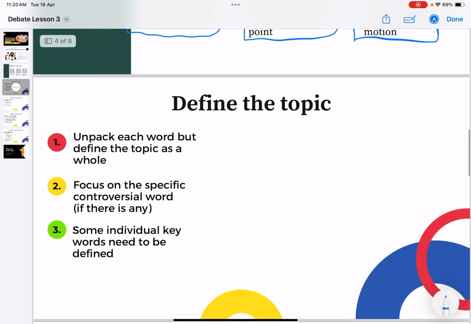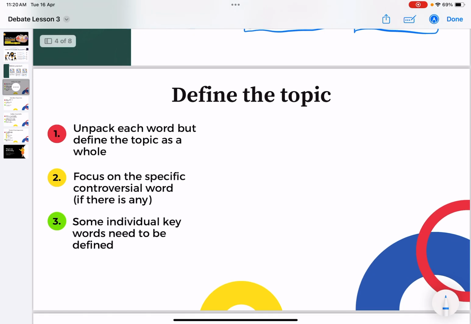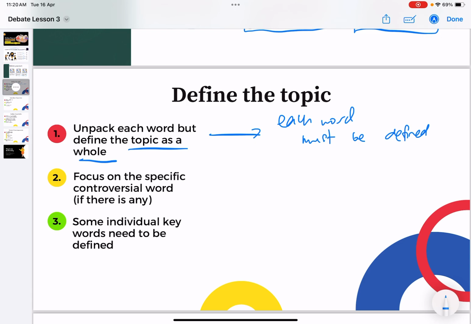Now, how do you define the topic? You need to unpack each word, but define the topic as a whole. That means each word must be defined. But then, after you have defined each word, you talk about the topic or motion as a whole. What does it mean? That's important.